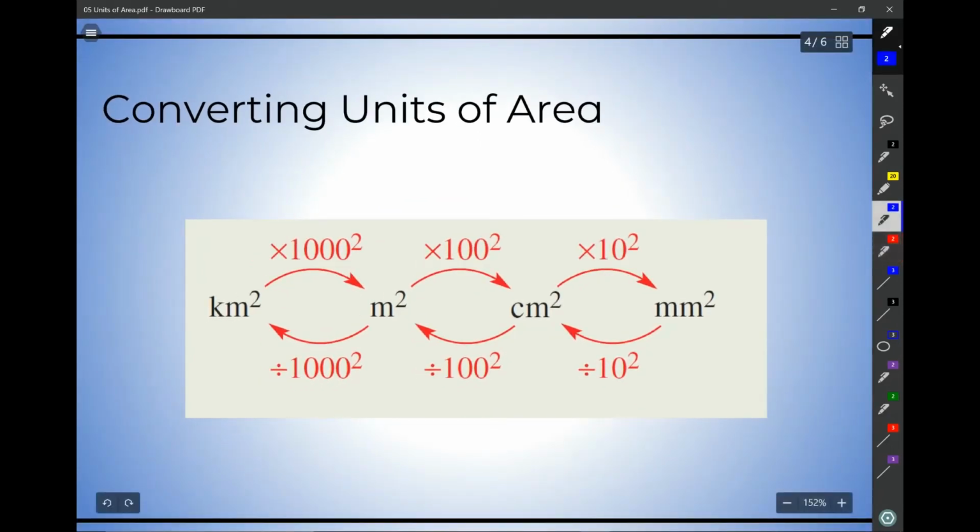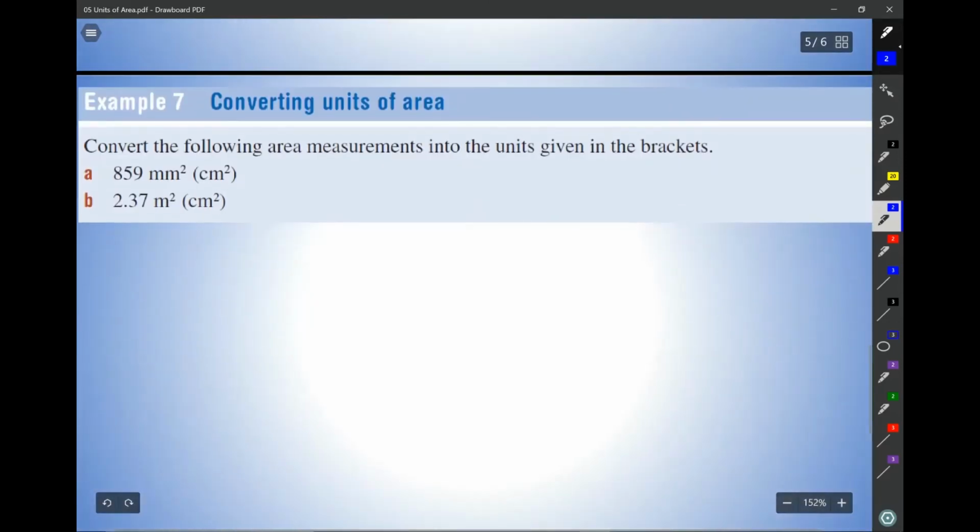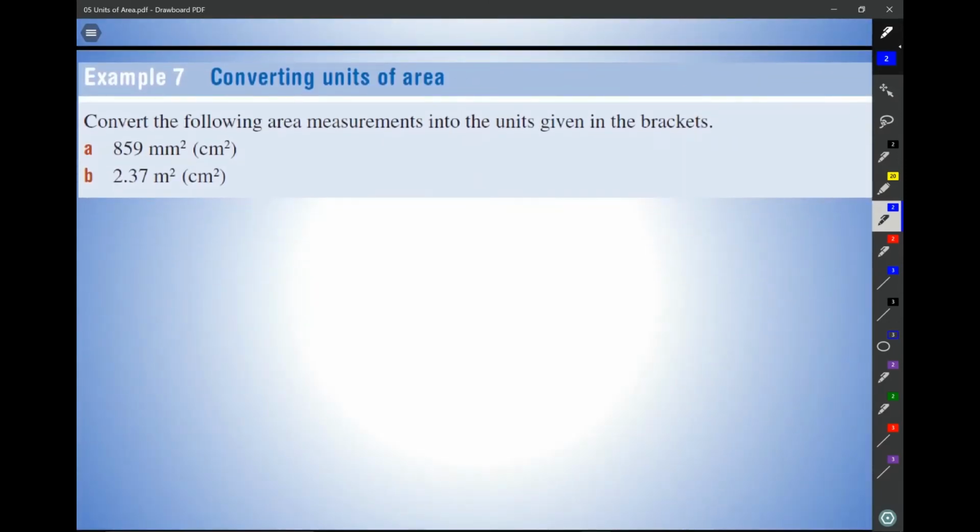Okay, because now when we're looking at units of area, we're looking at kilometers squared, meters squared, centimeters squared, millimeters squared. We're not just dividing or timesing by 10, we're not just dividing or timesing by 100 or 1,000, but we're actually squaring our numbers that we're dividing and timesing by as well. That's very important for us to remember if we have to convert any units of area. So let's look at an example.